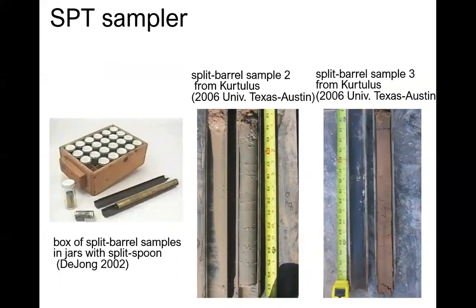Something like this is what the samples would actually look like. Most of the time, hopefully you get a full sample, so it's kind of hard to tell the color, but this is all filled with soil. You would then take a little section of it and put it in a jar and then send it to the lab.